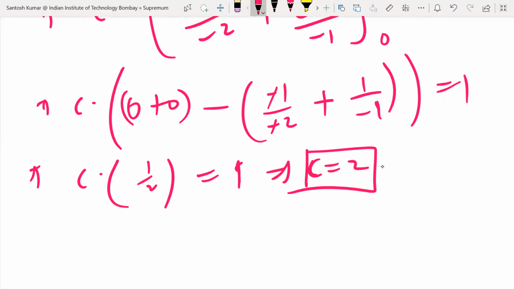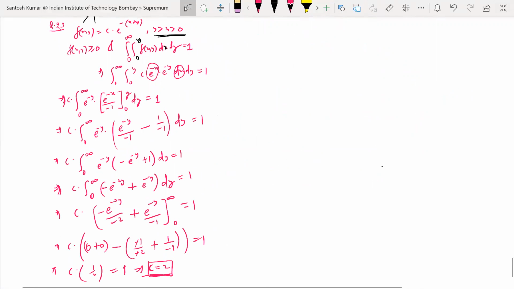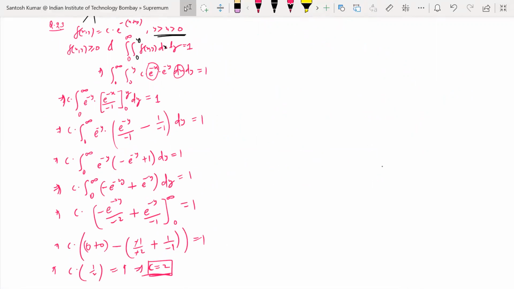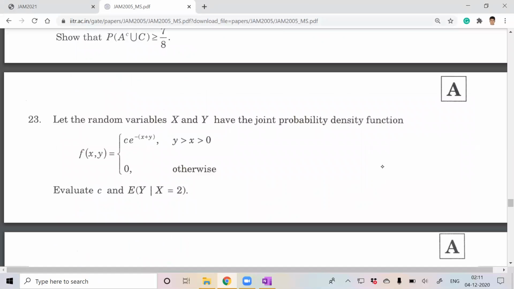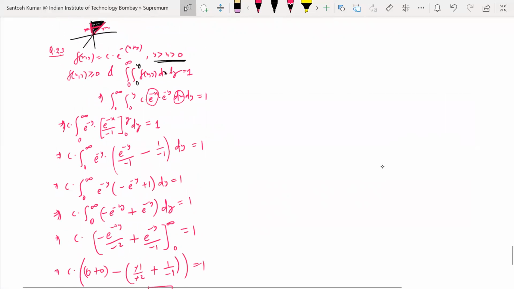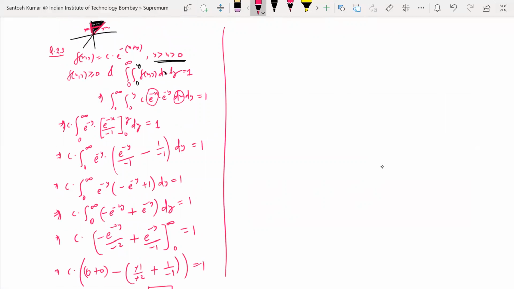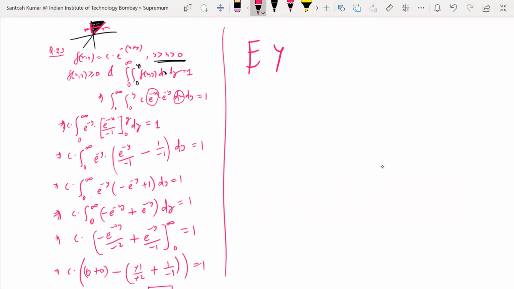So after integration we got c: the value of c is 2. So the c involved in the PDF is 2. Now the next question: after c, calculate the expectation of Y given X = 2.